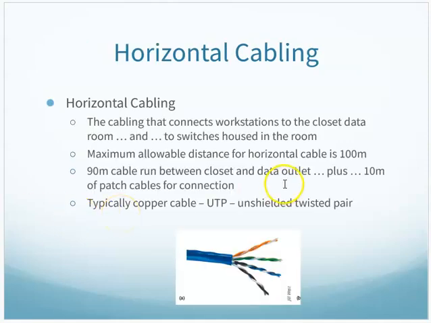Horizontal cabling, as we remember, has a maximum allowable distance of 100 meters. So this permanent link between the closet and the work area outlet is typically 90 meters max, and that gives us 10 meters for patch cables at each end. It is typically unshielded twisted pair, this type of cabling here.